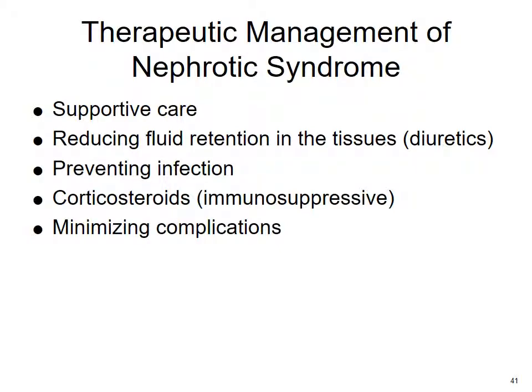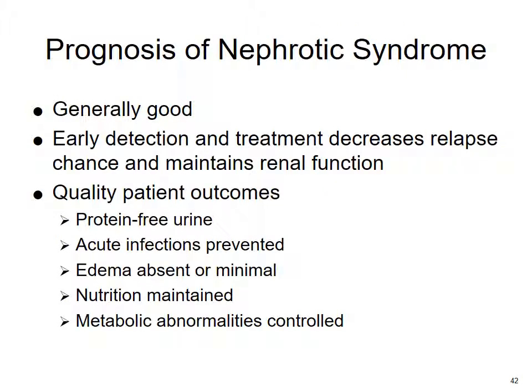Management of nephrotic syndrome is going to be supportive care. We're going to administer diuretics to reduce fluid retention in the tissues. We're going to prevent infection. Immunosuppressive corticosteroids often help, and we want to mainly minimize complications from this condition while it's happening. Prognosis of nephrotic syndrome is generally good. Early detection and treatment decreases chances of relapse and will maintain renal function.